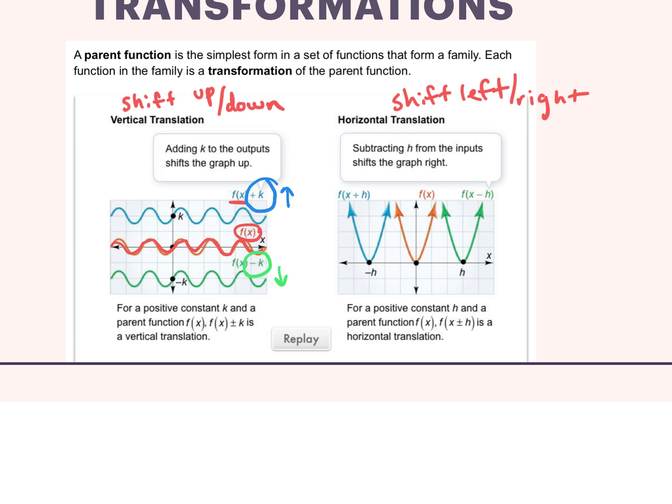Now, something similar happens when we have a horizontal translation. When we subtract or add from our input, so we start with our f of x, when we are subtracting inside of the parentheses, so in our input, we shift to the right. So you would think that the right would be when you add, but it's actually the opposite when you are moving left and right. So when you subtract, you're moving right. And then when you add inside the parentheses, you're moving left.